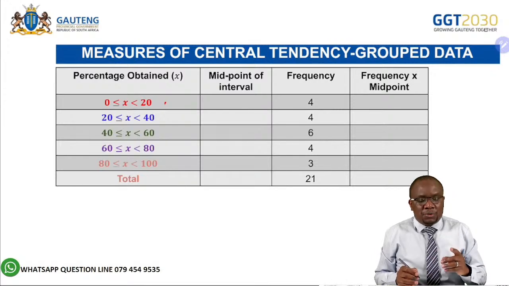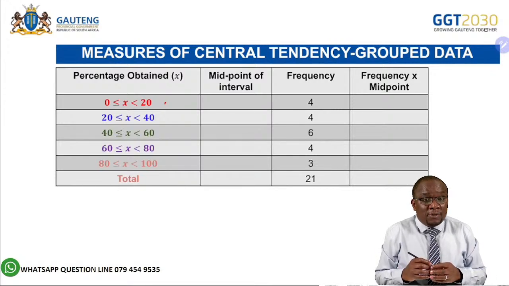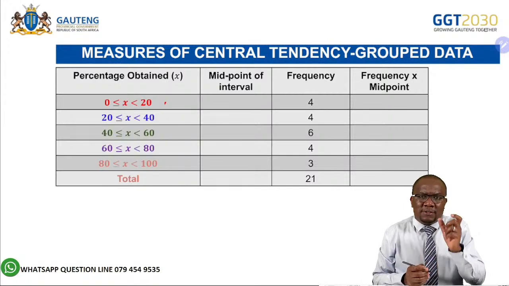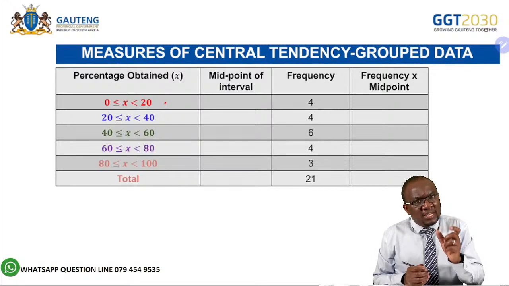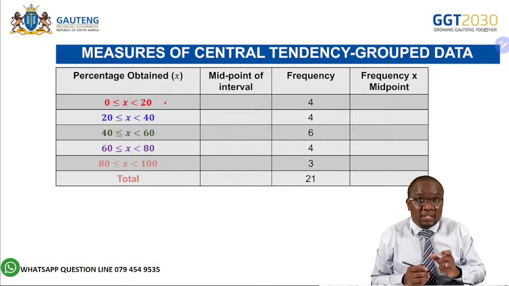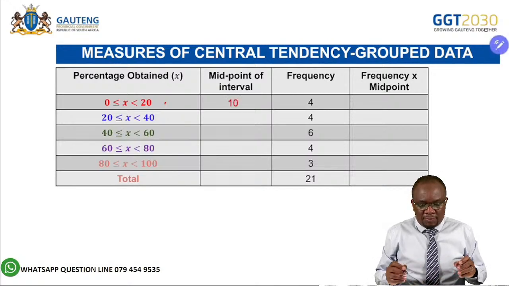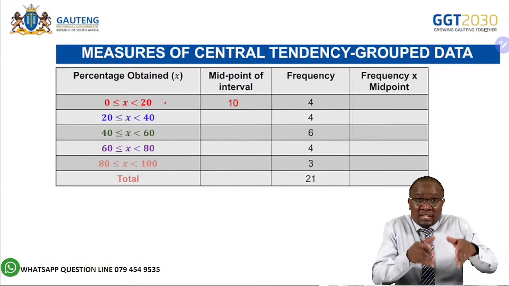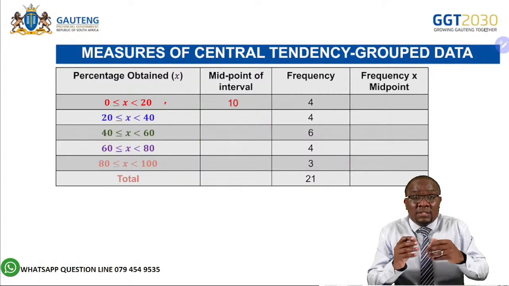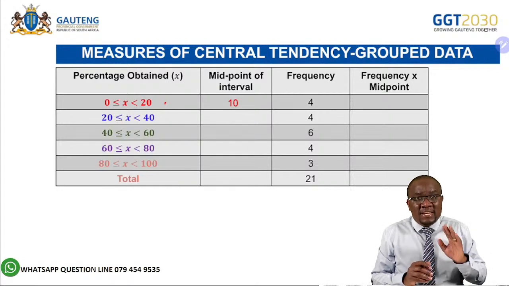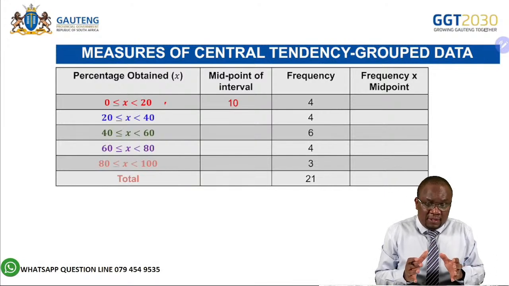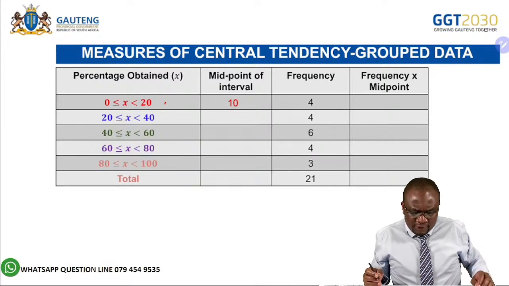So what we do, we find the midpoint of the class interval. We are assuming that these four learners got 10 marks or 10% each. This 10 is saying that learner A got 10, learner B got 10, learner C got 10, learner D got 10. You see that four learners each getting 10. So you see that we're estimating here.